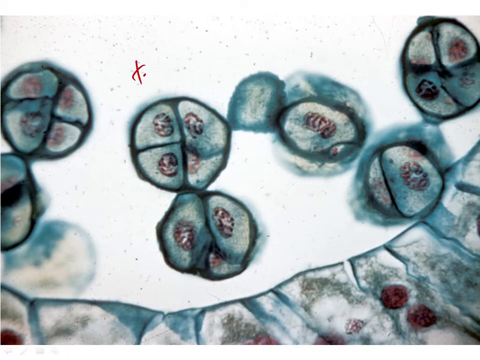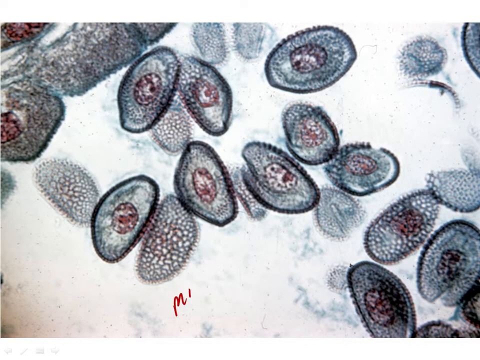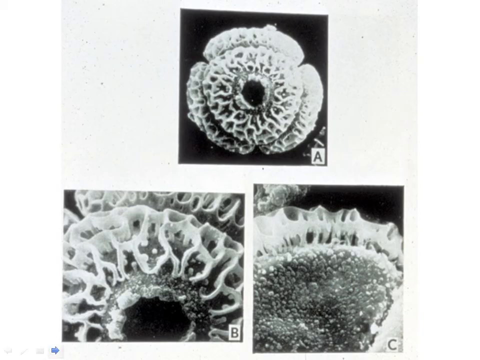Here's a tetrad of microspores. Here's a microspore. A bunch of microspores separated now from the tetrad. You know that they're microspores and not pollen grains because there's only one cell. So cell division has not taken place in there. We have no microgametophyte yet. See that in the next, well, almost in the next one.